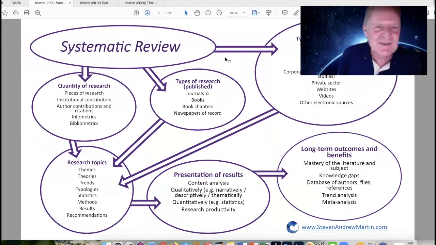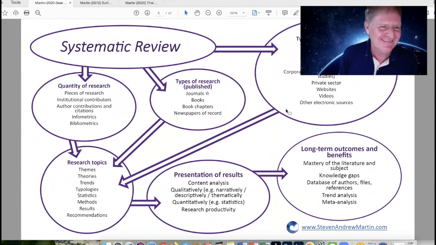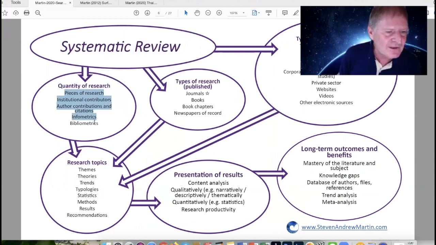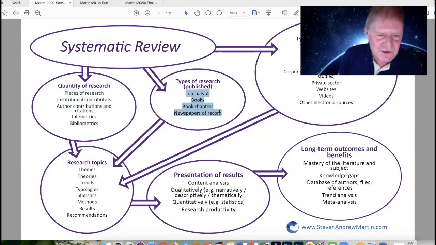Now this slide's the same thing. The slide's the same as the last slide. All I've done is put it in circles. Okay, so we can just look at it quickly. Systematic review, and we have three concepts coming out of it. One is the quantity of research. I won't read this to you. You can see here, we can look at research by its quantity and its bibliometrics. We can look at the published research, as I discussed, and we can look at the gray literature, right?